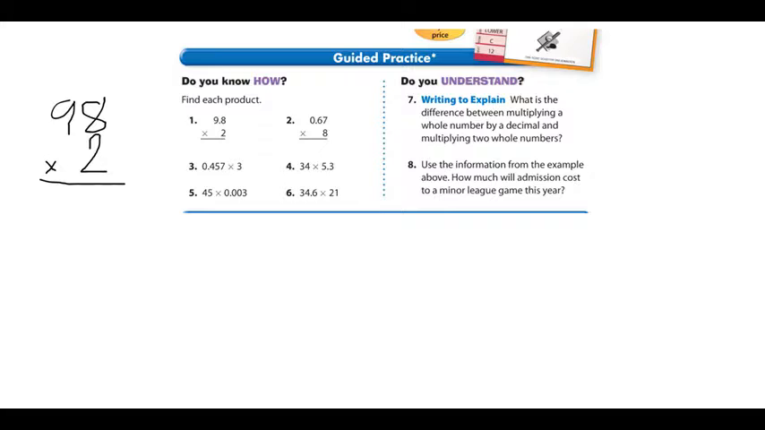So I'm pretending it's 98 times 2. However, we know it's not. It's 9 and 8 tenths. But I know in the end, my product will need to have a decimal, and there should only be one decimal place to the right because that is what is in my factor. So before I even multiply, notice that 9 and 8 tenths is very close to 10. That's only 2 tenths away, so I know 10 times 2 is 20. My answer should probably be close to 20.